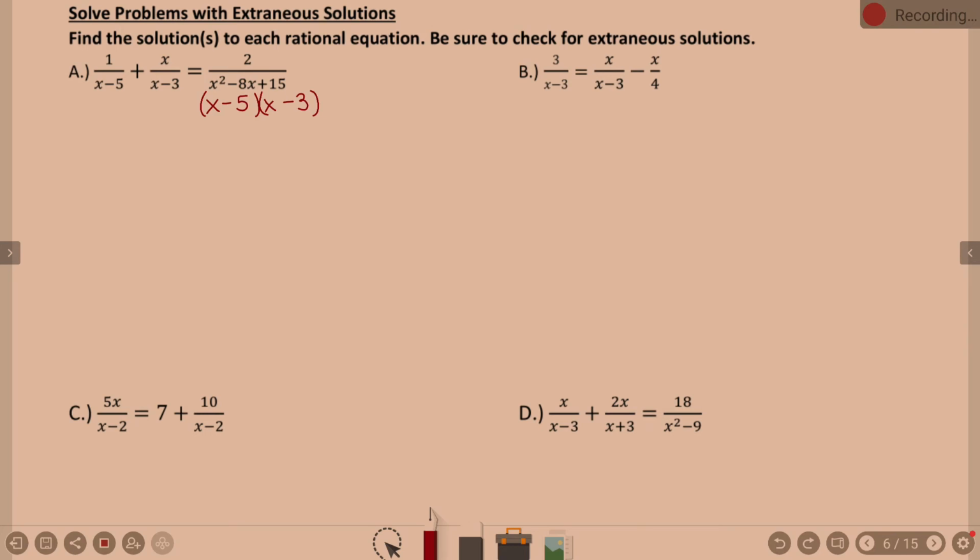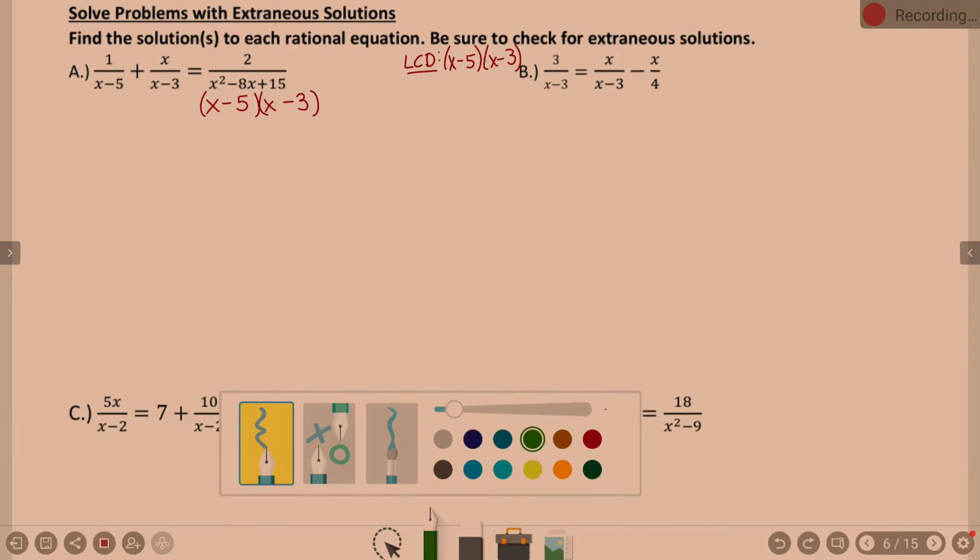Okay. My question becomes, least common denominator. What do we have pieces in common? Two of my denominators have an x minus 5. Two of my denominators have an x minus 3. Anything else? That covers everything, doesn't it? So that means my least common denominator is x minus 5, x minus 3.